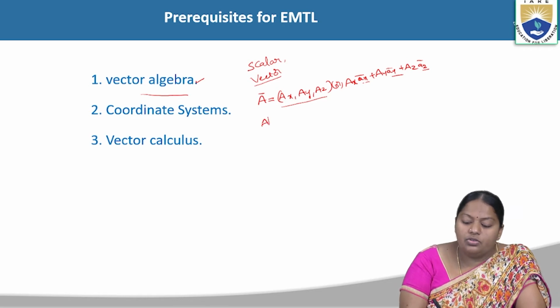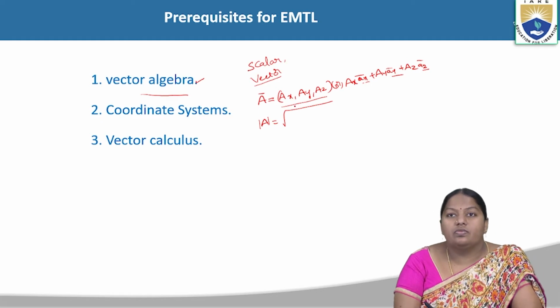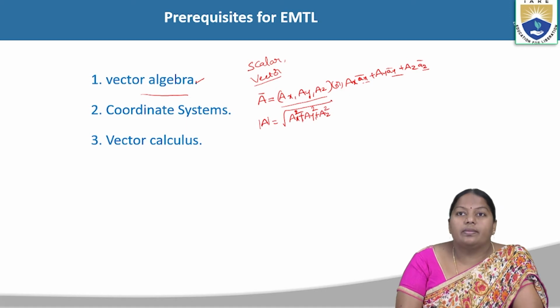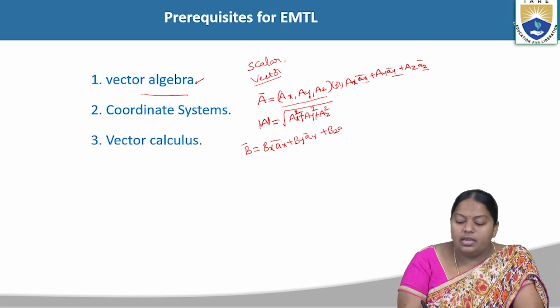If we want to find the magnitude, then the modulus of A is equal to the root of the squares of the magnitudes in the x, y, z directions, that is, root of Ax square plus Ay square plus Az square. This is the way we can represent the magnitude of the given vector. Suppose we have a vector A equal to Ax ax plus Ay ay plus Az az, and another vector B, given by Bx ax plus By ay plus Bz az.